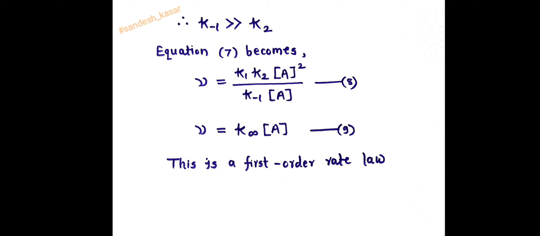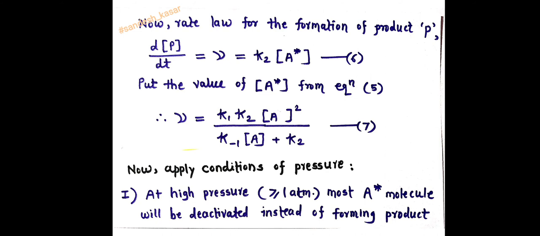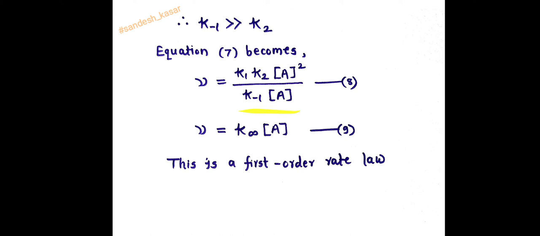Now therefore equation 7 becomes nu is equal to k1 k2 into A square divided by k minus 1 A. Now put k infinity for k1 into k2 divided by k minus 1, so we get nu is equal to k infinity into A. So A has the power 1, so we say that this is a first order rate law. So what is our conclusion? Our conclusion is that at high pressures, according to the Lindemann Hinshelwood mechanism, a unimolecular reaction follows the first order rate law.